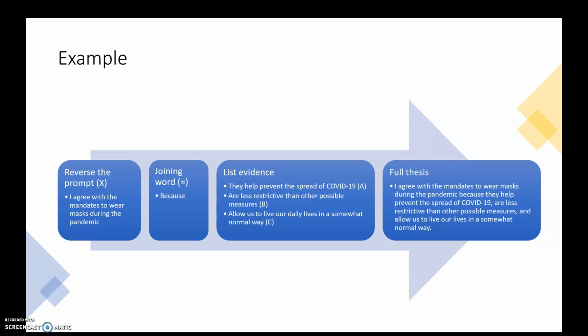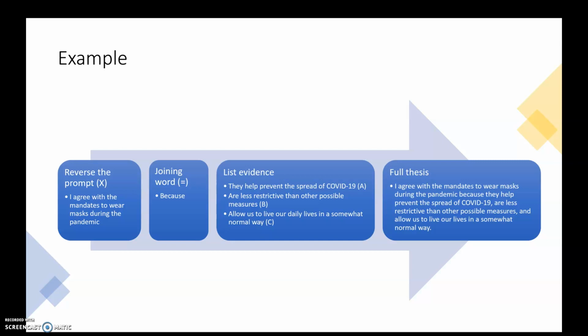And you can see you have the X is the reverse of the prompt, the claim, the joining word is the equals, and the evidence is A, B, and C. So now I put it all together, just in the same order. I agree with the mandates to wear masks during the pandemic. There's my X, because, there's my equals. They help prevent the spread of COVID-19. That's my A. Are less restrictive than other possible measures. That's my B. And allow us to live our lives in a somewhat normal way. That's our C.